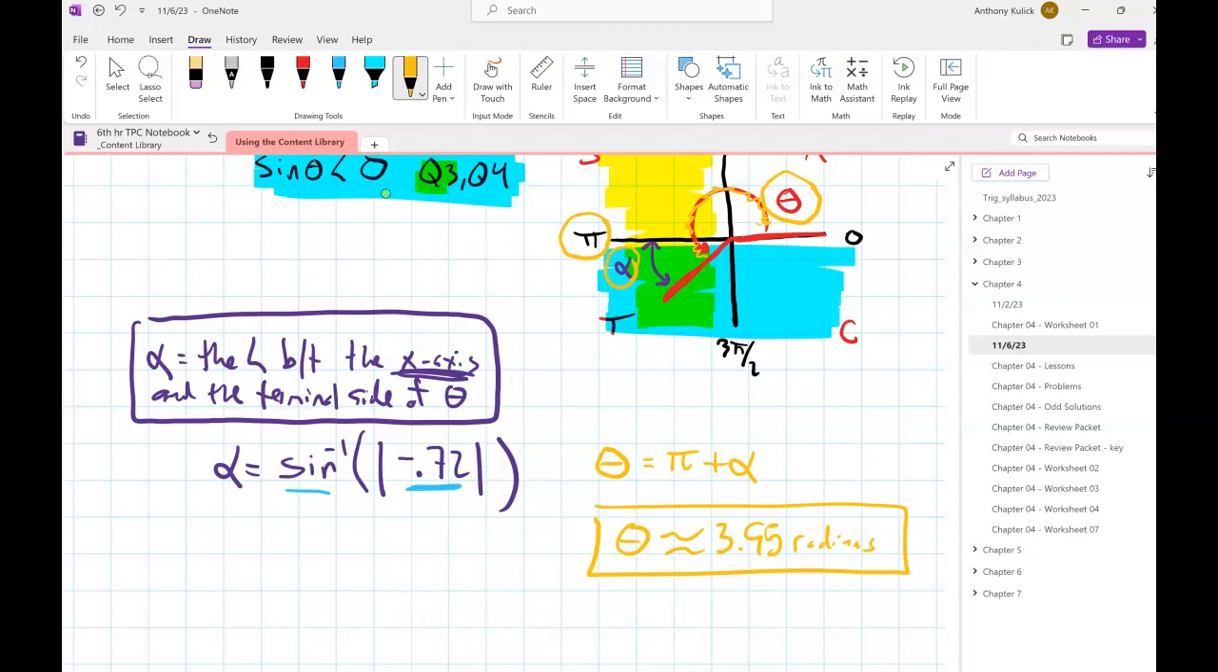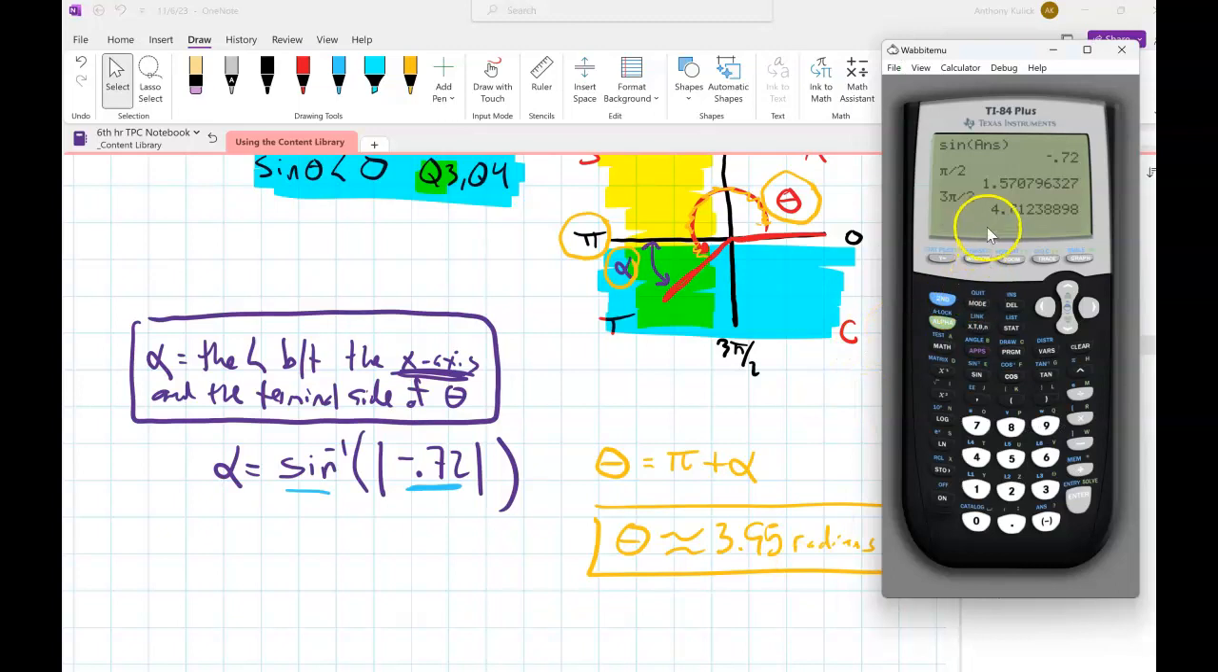Correct. Which was 4.7 or something. Right, I just typed it in. Yeah, 4.71. So it's definitely in between those two, right?